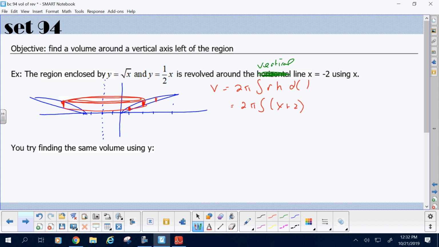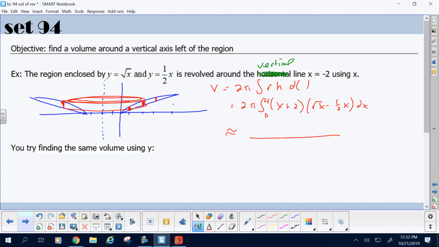Okay? And yes, it's tempting to say, well, what about the line? What about the curve? Well, it's coming. Be patient, youngster. What's the height? Yeah, that's upper minus lower. That's where we're talking the root minus the line. Limits? 0 to 4. Still the original region, always the original region.